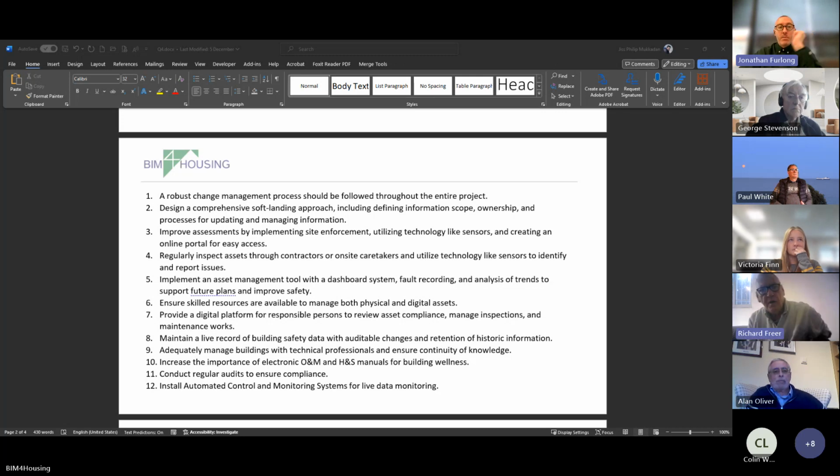So for me, a lot of this is just the ideal of where the industry should get to. Let's focus on using data and BIM and best practices, and focus on the stuff that's going to make the residents the safest.